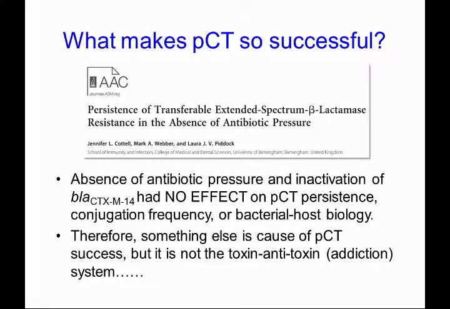So what made this plasmid so successful and transfer around the world? Well, the first thing we thought of was that it must be widespread use of the antibiotic. And we used molecular tools to inactivate genes on that plasmid, and we showed that the absence of antibiotic pressure and the absence of the CTX-M-14 beta-lactamase had no effect on its persistence or biology. Therefore, there's something else on this plasmid that's allowed it to become so widespread throughout the world. And the presence of the antibiotic has then allowed this to cause a problem.